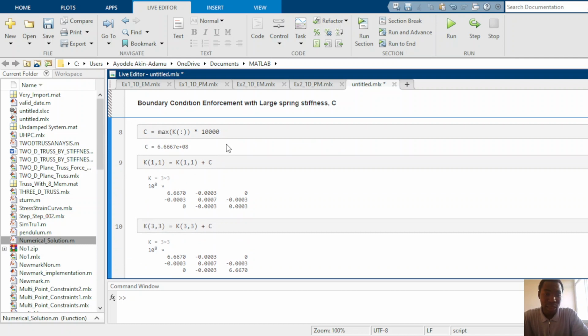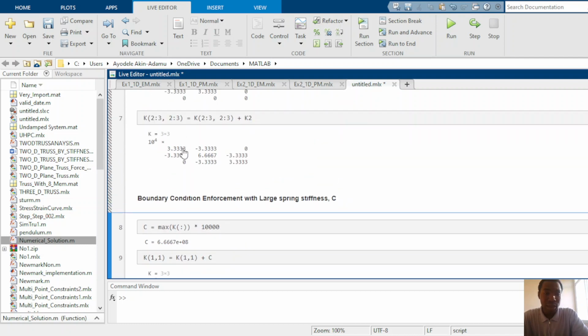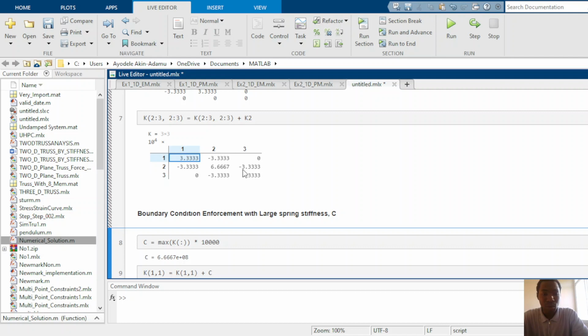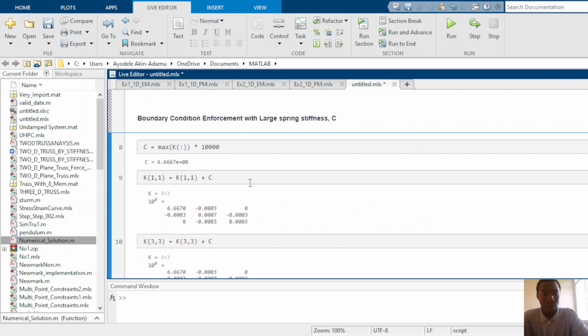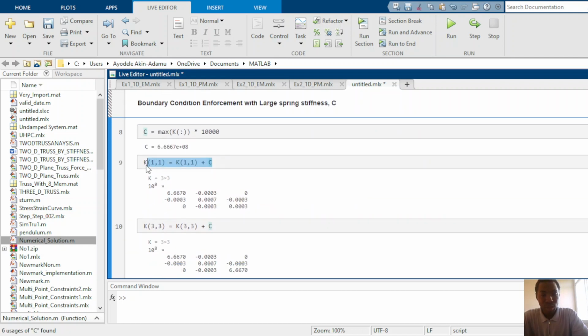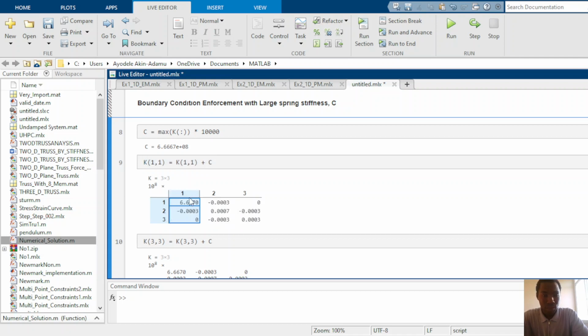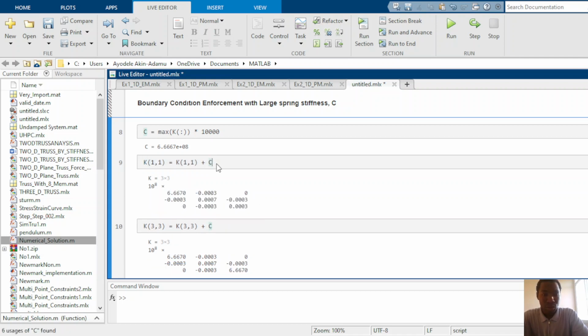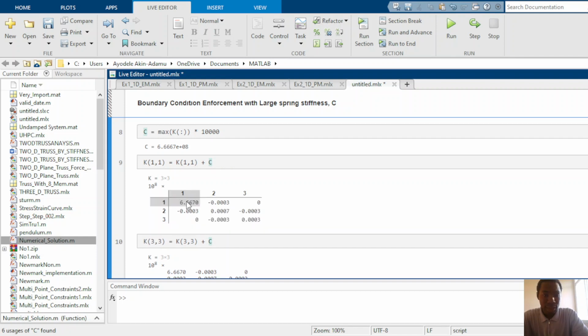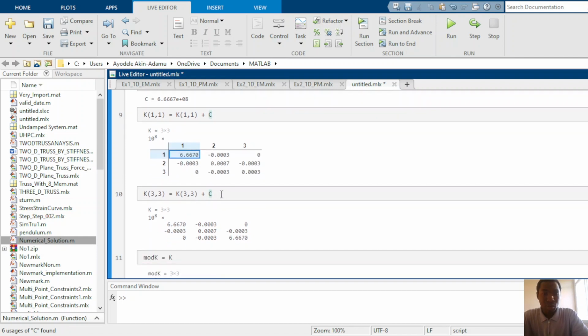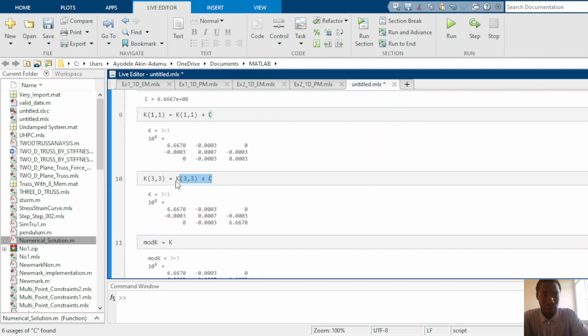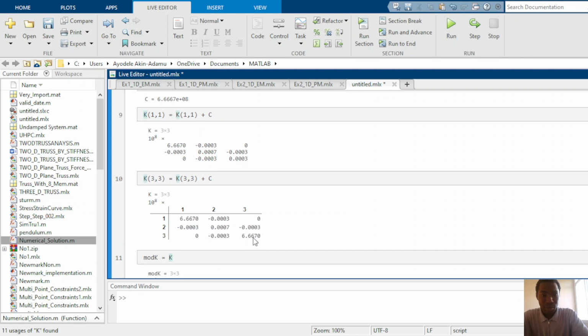So this C, as I said, we have to add at these two positions, at 1,1 and at 3,3. This Matlab code adds the last stiffness at this position here, at this position. So when I run this code, C is added to this position. Also at 3,3, this Matlab code adds C at 3,3. So C is added to the global stiffness matrix at these positions.